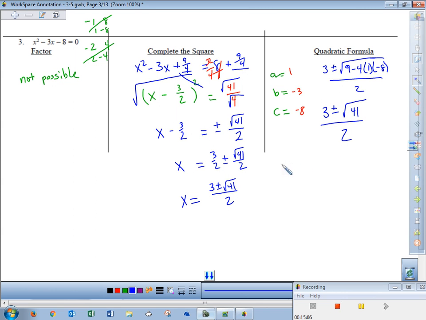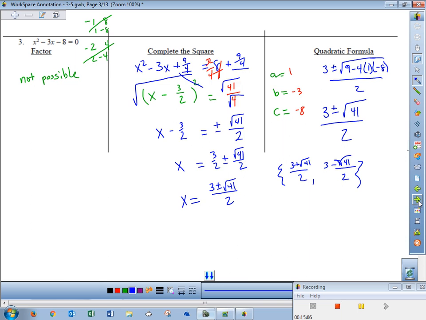And then we'd put it in solution set. You'd have 3 plus the square root of 41 all over 2, and 3 minus the square root of 41 all over 2. Sorry for the bad pen. This pen is not cooperating. But the quadratic formula was way easier in that situation.